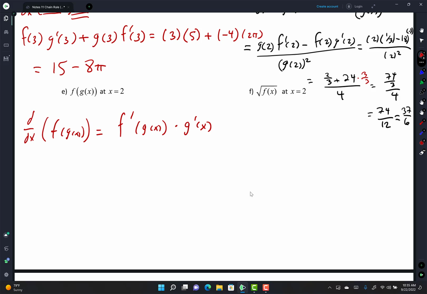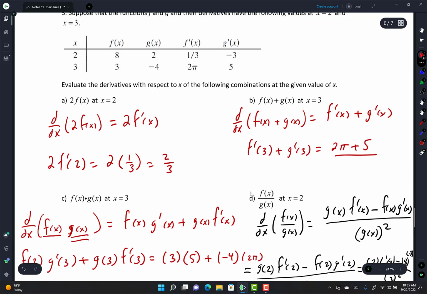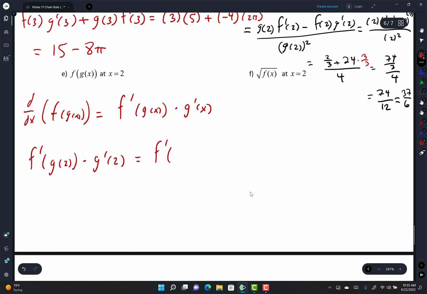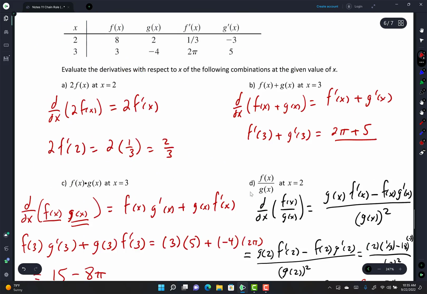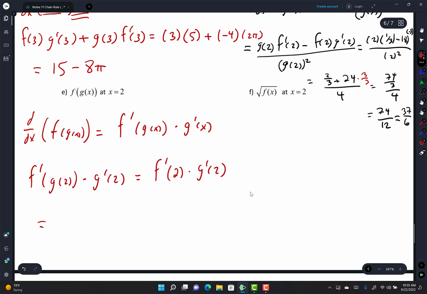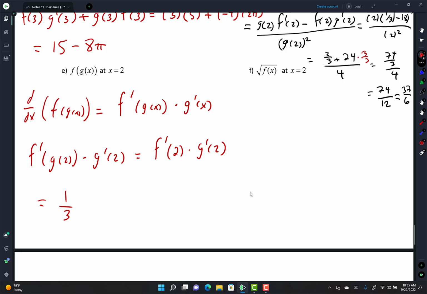So I come over here and I'm going to write f prime of g of 2 times g prime of 2, equals f prime. Let's see what g of 2 is. g of 2 is 2. f prime of 2 times g prime of 2. And now I'm going to find both of those. f prime of 2 is 1/3. And what is g prime of 2? -3. Yep.